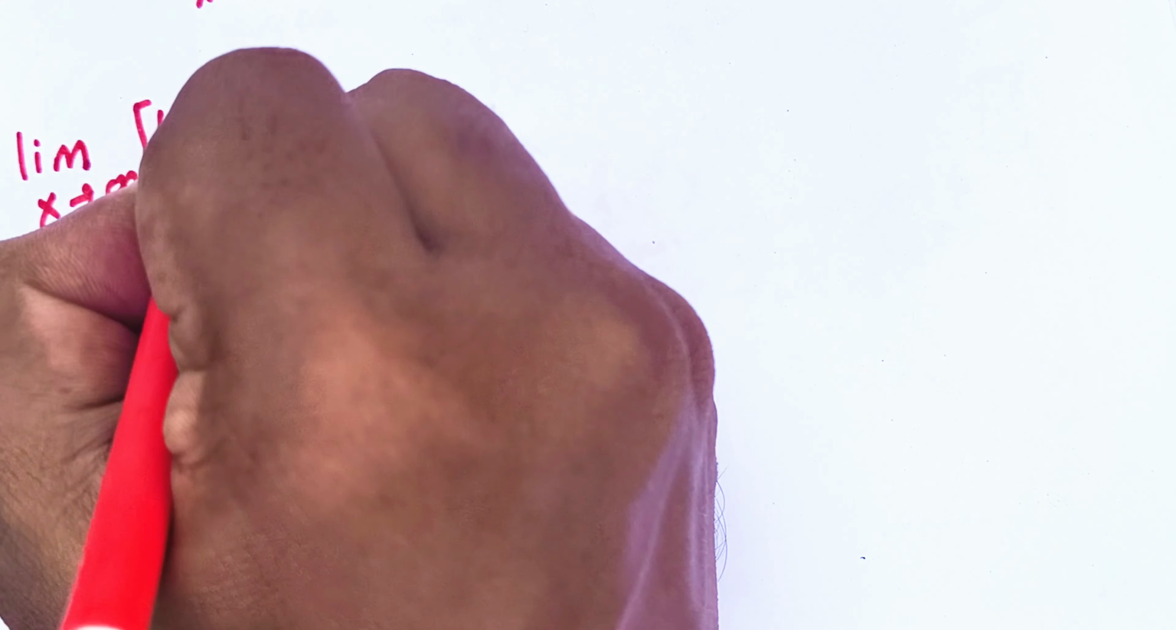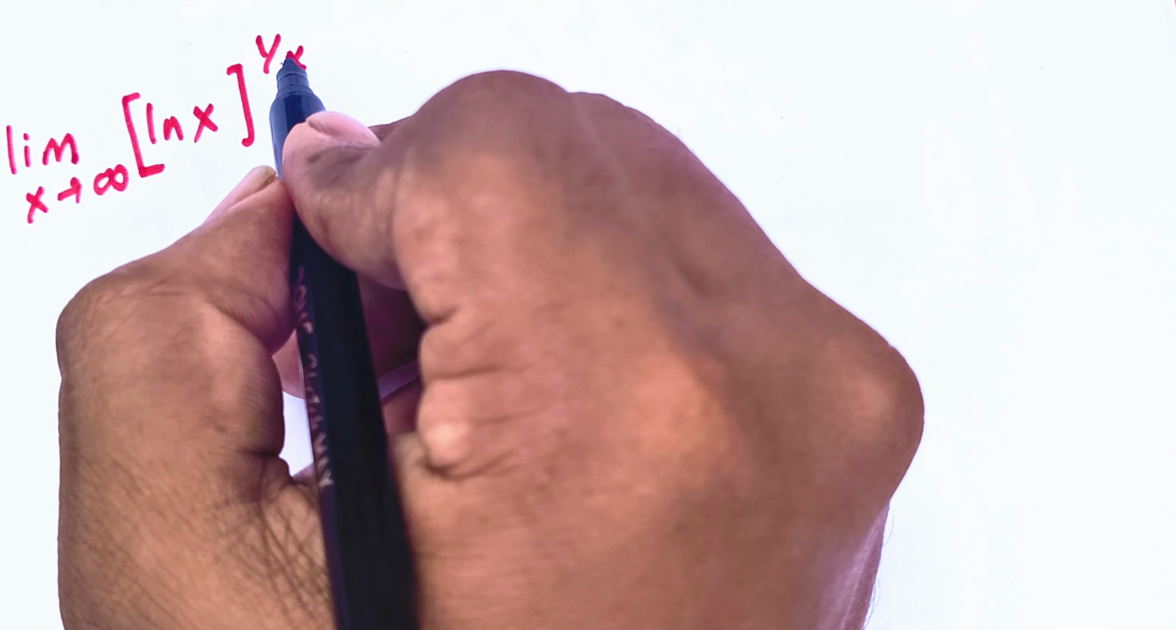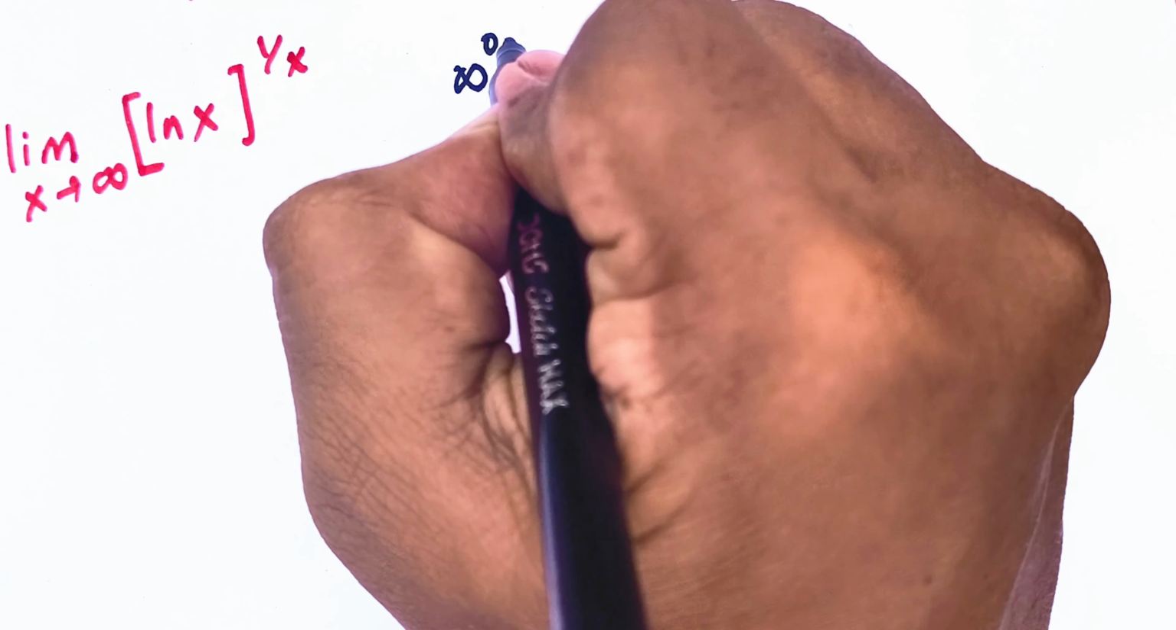First we have the limit as x goes to infinity of (ln x) to the power 1 over x. When x goes to infinity, ln x will go to infinity and 1 over x will go to 0. So this is in infinity to the power 0 form.